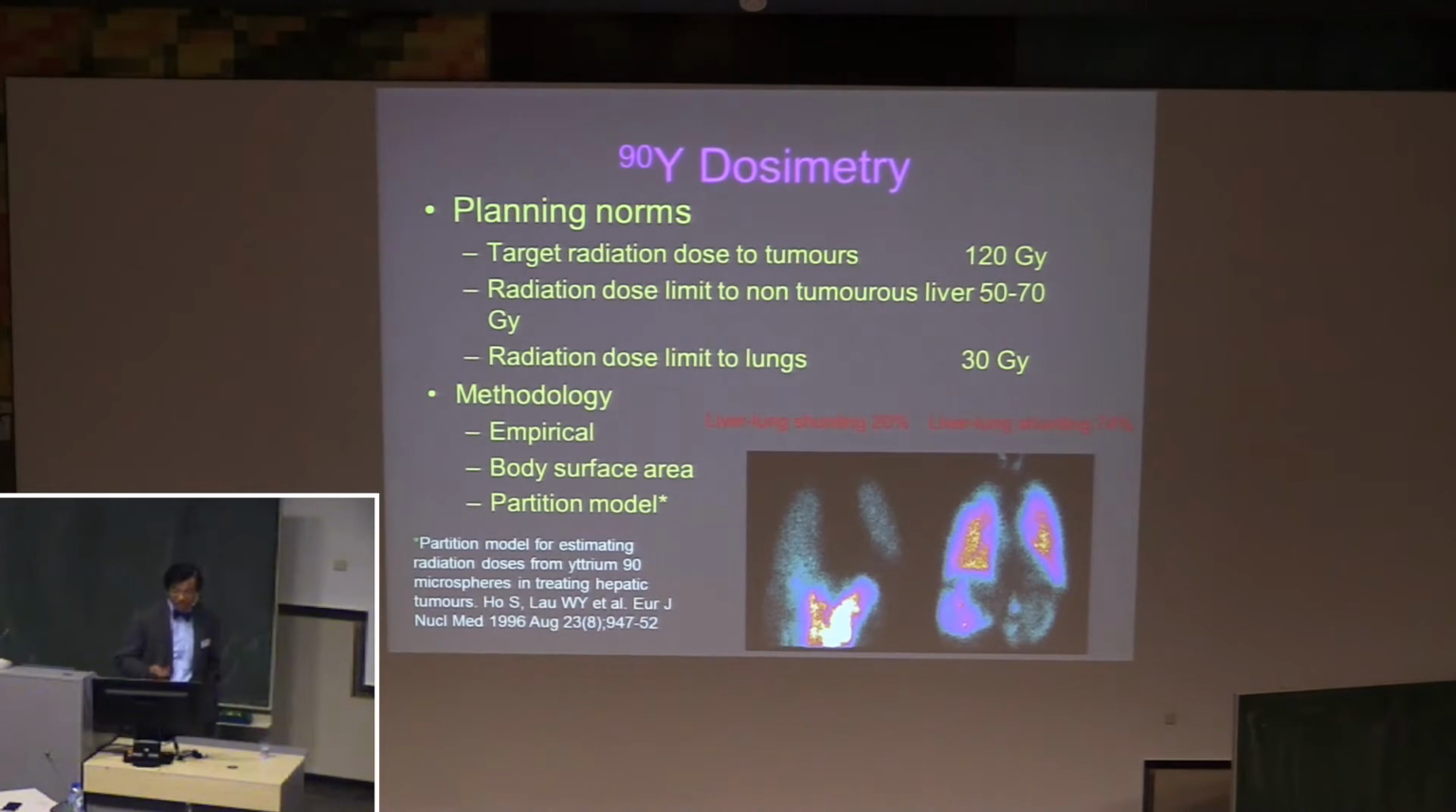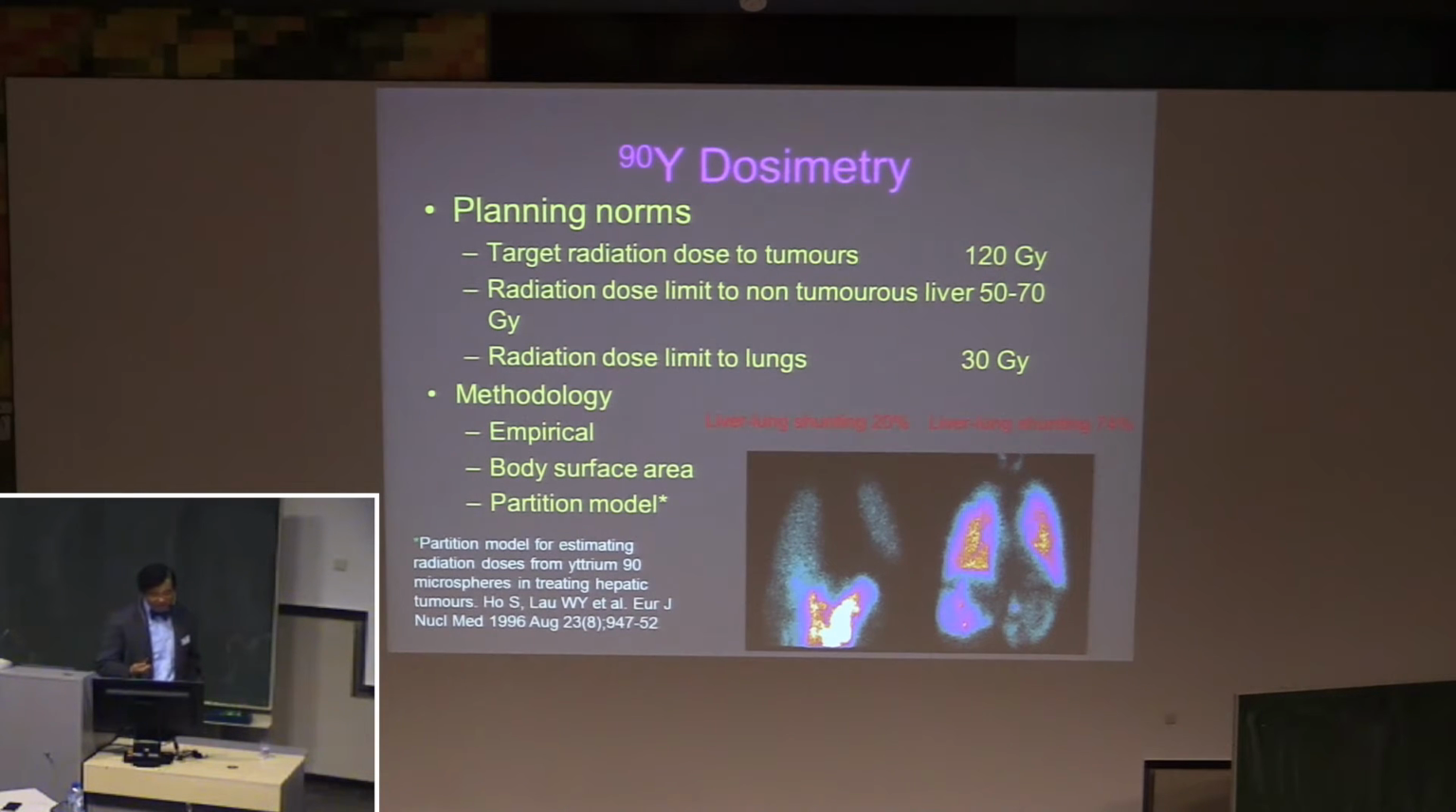These are some of the planning norms that we are trying to target here. We're trying to get about 120 grays into the tumor. We're trying to limit the radiation dose to non-tumorous liver to 50 to 70 grays, and the radiation dose to lungs to less than 30 grays. Here's an example of 2 patients after planning. This one has a lung shunting of 20%, so this patient qualifies for Y90 treatment. This patient has a lung shunting of more than 70%, and would not be suitable for Y90 treatment.